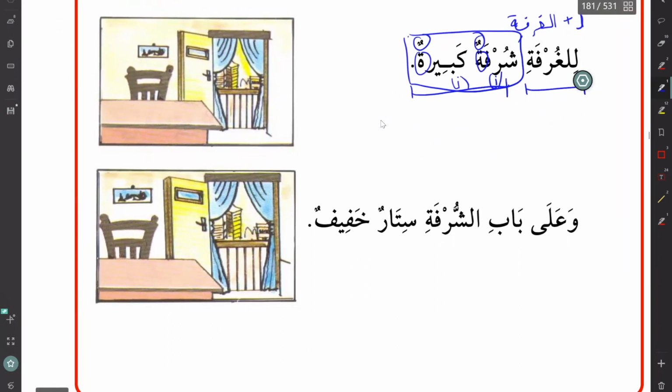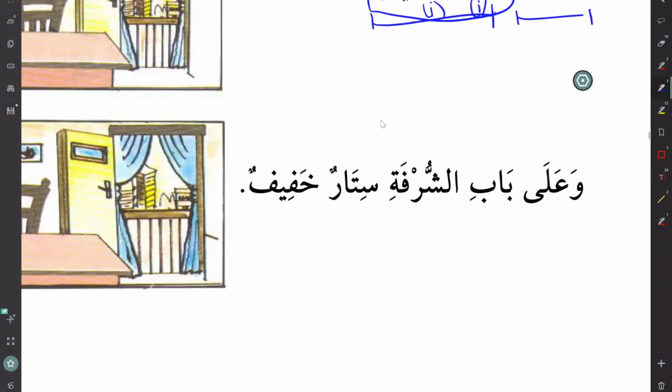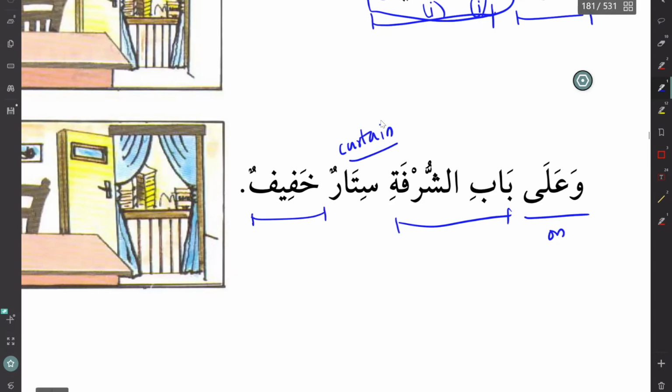Good. Now we have وعلى باب الشرفة ستار خفيف. على is on, right? On باب الشرفة. Bab ash-shurfa is the door of the balcony, so basically the balcony door. So on the balcony door, sitar. What is sitar? Sitar is curtain. And then it says khafif. Khafif is like light. Something is light, right?